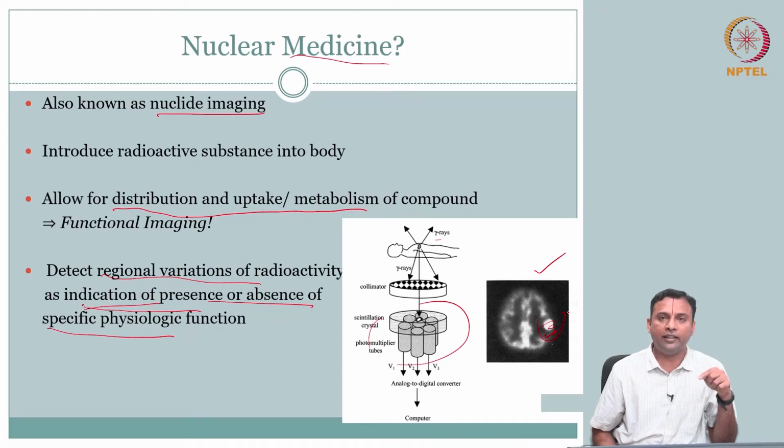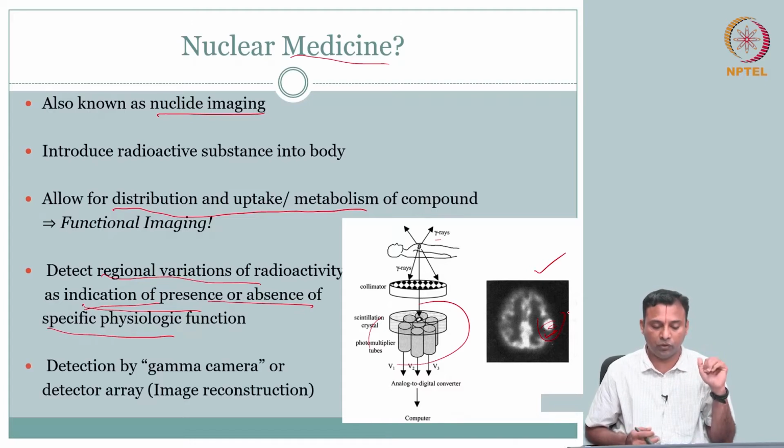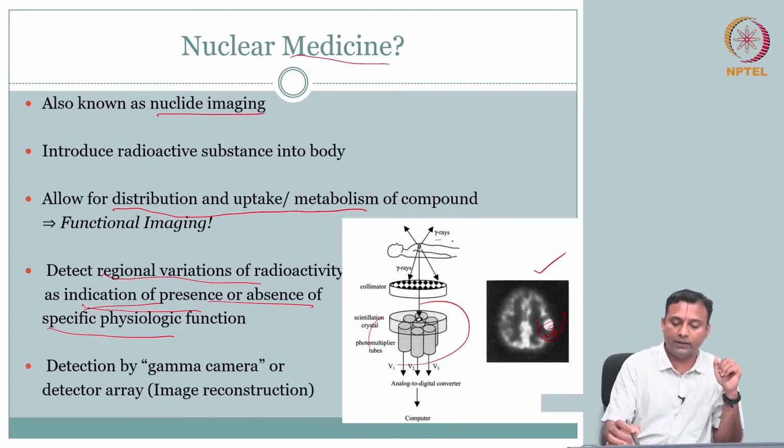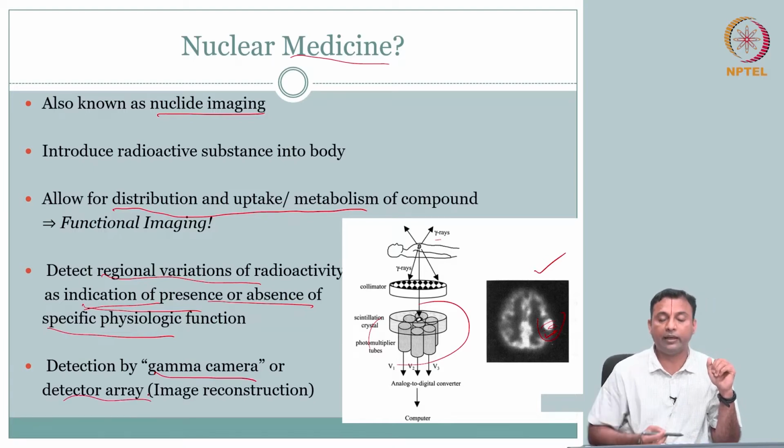Good. So, we will go into all these terms that I said: radioactivity, tracer, giving out energy, gamma rays, detector. All this we will cover. But this is the rough idea that we want to know. Once these gamma rays come, we can either use a gamma camera or a detector array.